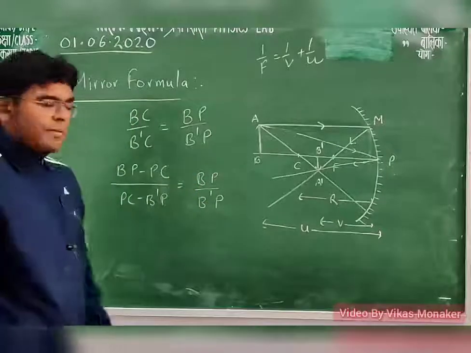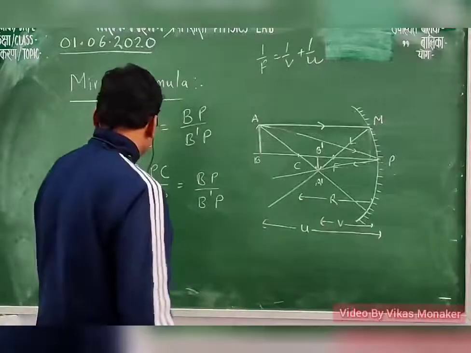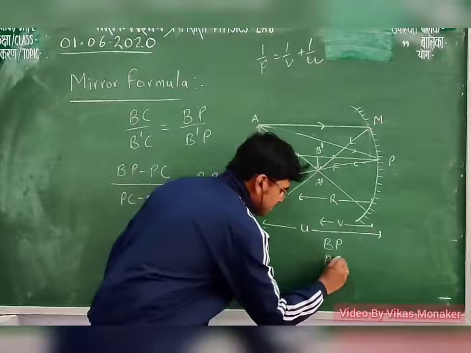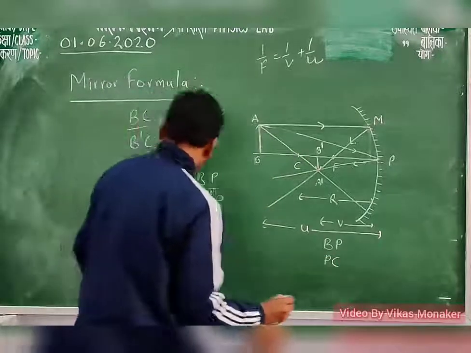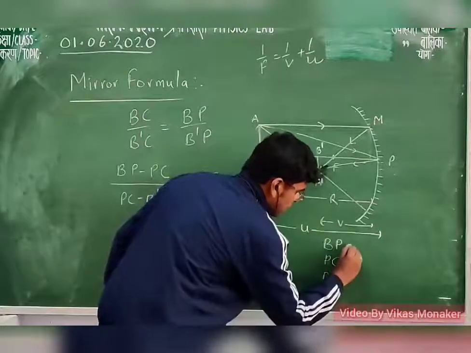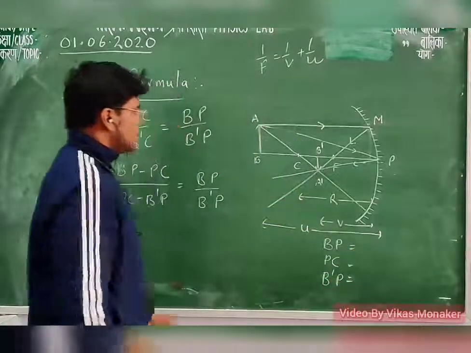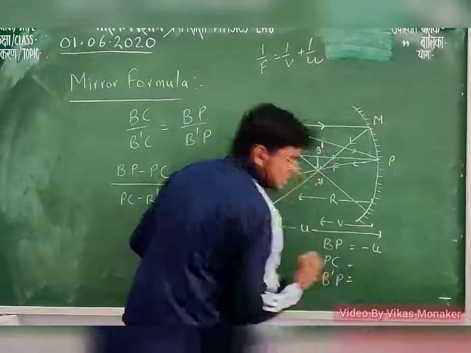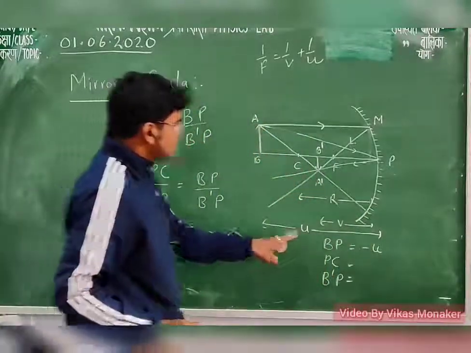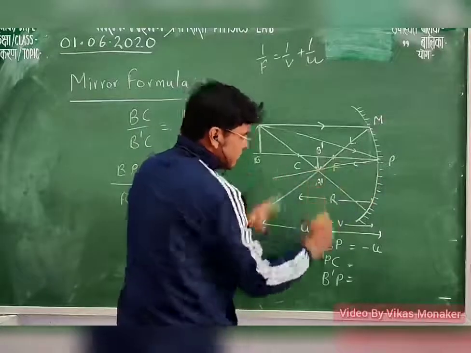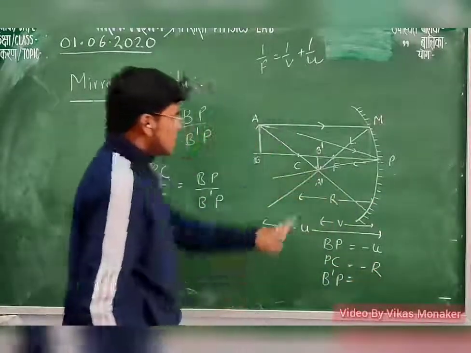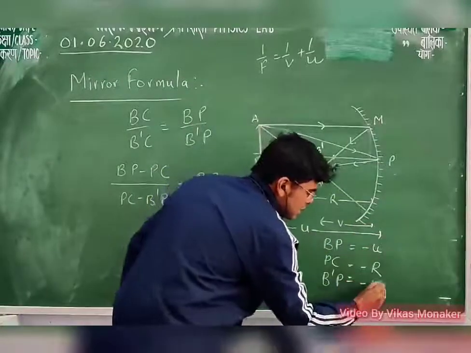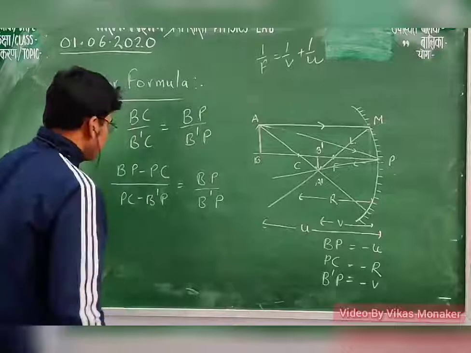Now we have to apply the sign convention. So here I am writing the values. First is BP, second is BC, and third is B'B. BP is the object distance, so it should be minus U. Second is BC, the radius of curvature, on the left hand side, so it should be minus R. Third is B'B, the image distance, so minus V.